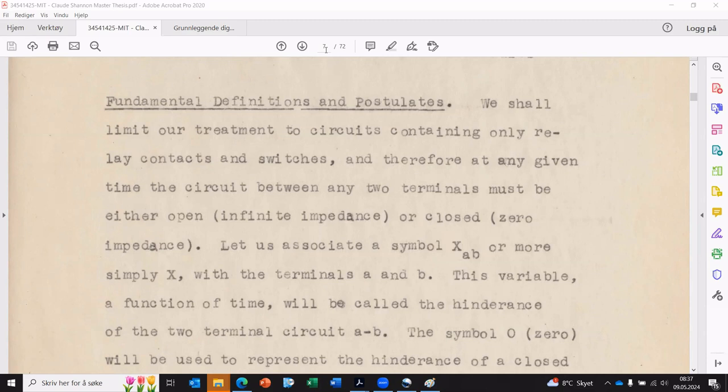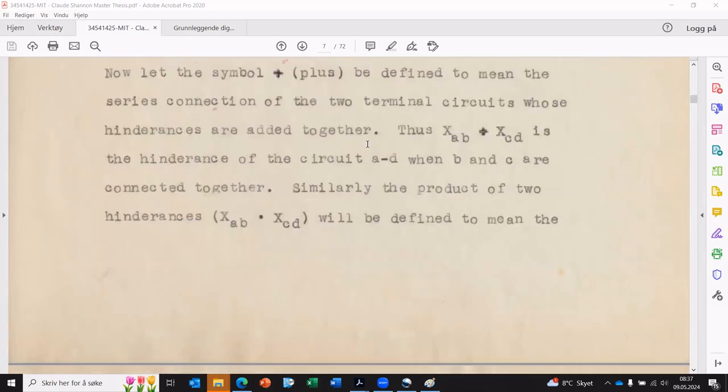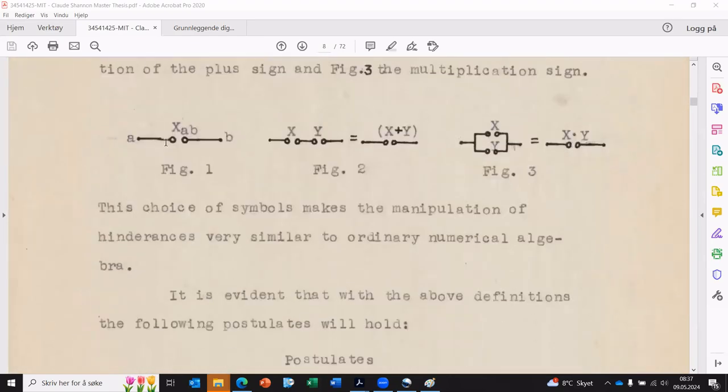Now we have jumped to page 7 and are looking at fundamental definitions and postulates. Here is some text. We will just skim through that and go to some drawings. And here you see Shannon has drawn some circuits with some switches. This is switch X, A, B. And here are 2 switches in series, and here are 2 switches in parallel. When they are in series, he calls it X plus Y, and when they are in parallel, it is X multiplied by Y.